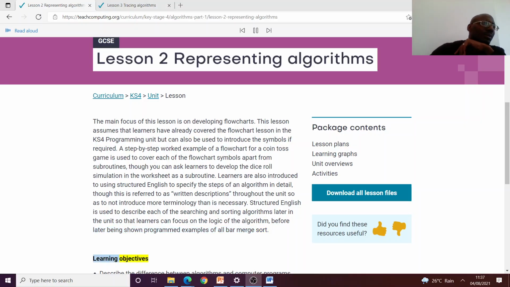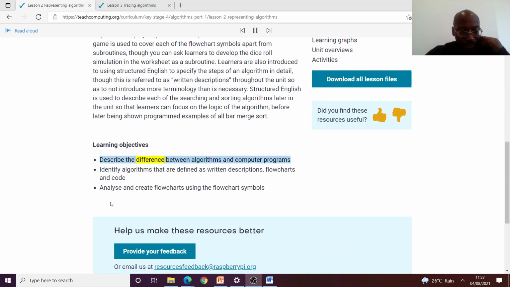Learning objectives. Describe the difference between algorithms and computer programs. Identify algorithms that are defined as written descriptions, flowcharts, and code. Analyze and create flowcharts using the flowchart symbols.